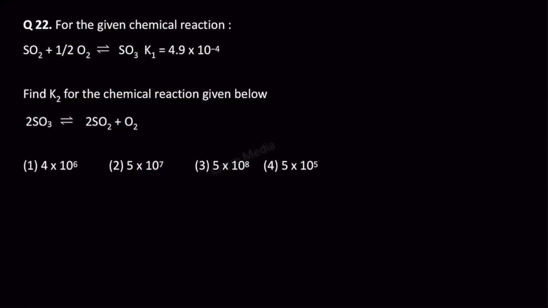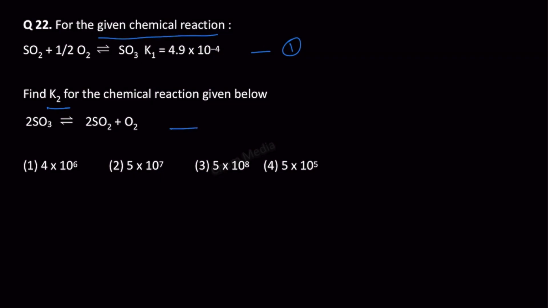Hello everyone, here is a question based on chemical equilibrium. For the given chemical reaction, that is SO2 reacting with O2 giving SO3, the K1 value is given. Let us keep this one as equation 1 and then find K2 for the chemical reaction given below.